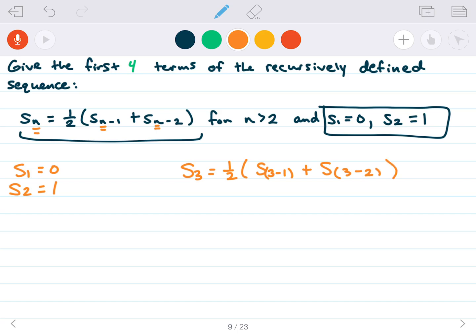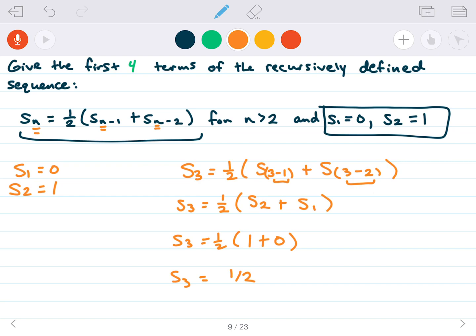Okay. Now let's rewrite this. So this is 1/2. This becomes a subscript of 2. So this is S sub 2 plus this becomes a subscript of 1, S sub 1. Now we know what S sub 1 and S sub 2 are, so we plug them in. So we have S sub 3 is 1/2 times 1 plus 0. So S sub 3 is just going to be 1/2 in this case.